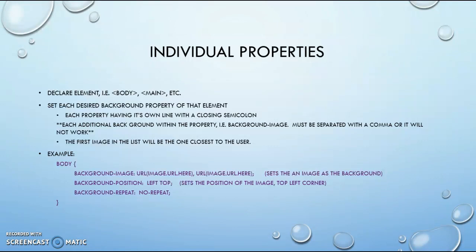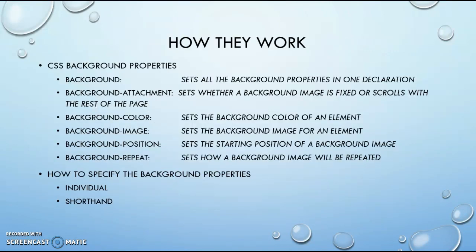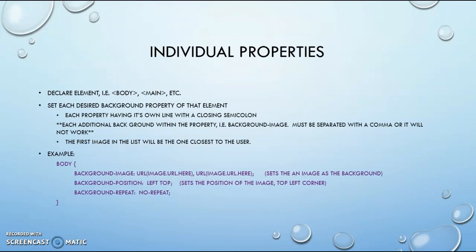So this is what we're already used to doing right now. How we're coding our CSS is every property within that element is going to have a closing semicolon. So you do this last list here: you do your background attachment, closing semicolon, then background color, closing semicolon, image, closing semicolon. But as you do multiple images or multiple backgrounds, those multiple images or backgrounds have to be separated by a comma within that list. If it's not separated with that comma, it will not work.